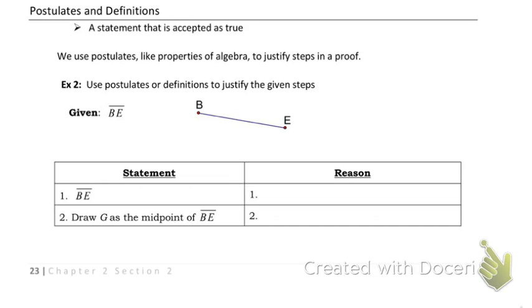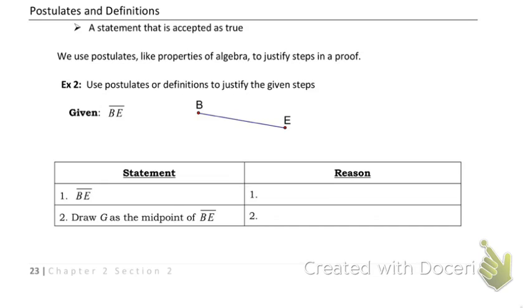All right, postulates and definitions. So this is where I'm using statements to actually prove it. A postulate or definition is a statement that is accepted as true. We use postulates like properties of algebra to justify steps in a proof. Below, we have used postulates or definitions to justify the given steps. This isn't actually a proof. These are just building up to giving a proof. What allows us to do something?